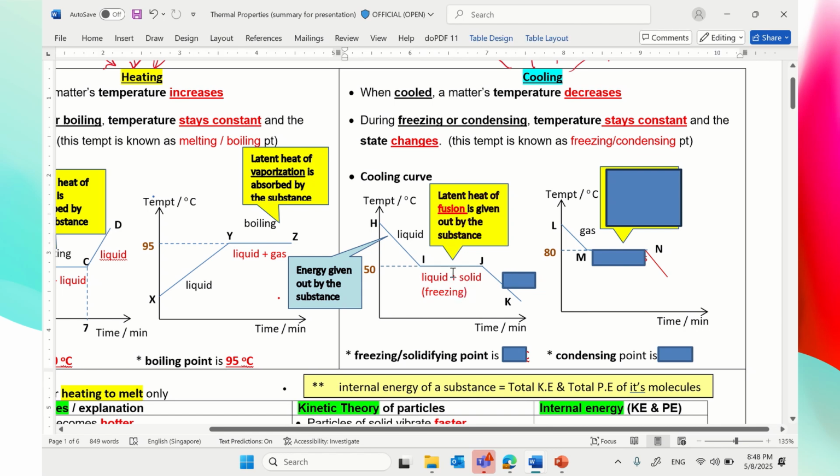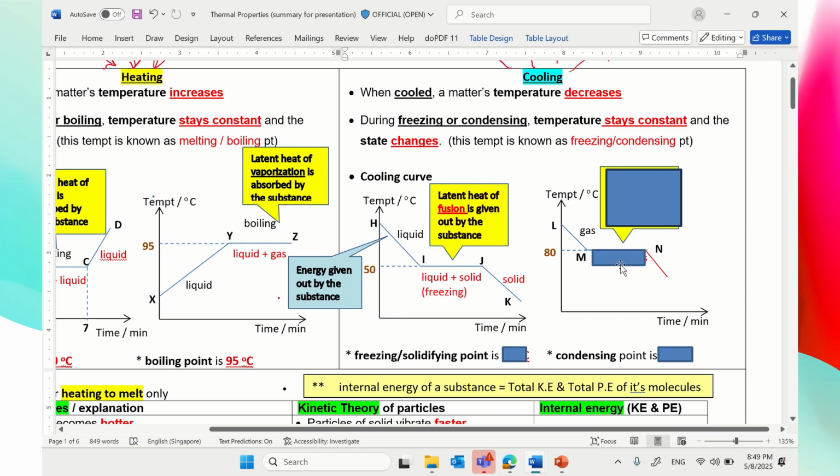Later we will talk about why during this period the energy given out is much more. It's the opposite of breaking intermolecular force. This time, I to J, it is forming intermolecular force. You need to bring all the molecules closer together, and to do that, you need to release even more energy. The substance needs to give out more energy in order to pull the particles closer to form solid this time. All right. Now from J to K, it has totally become solid. Only one state left. All right.